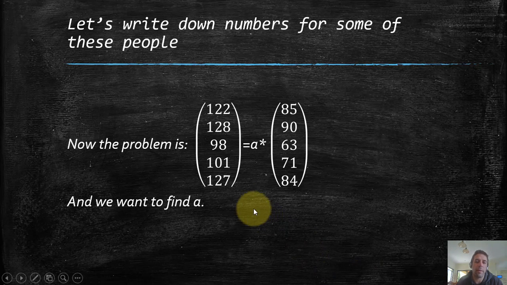We formulated the problem like this. We had this vector, which we called previously P for blood pressure, and it equals A, some number, times another vector W, which is the vector of weights. And our task in linear regression is to find this number A. So let's see how this is done.